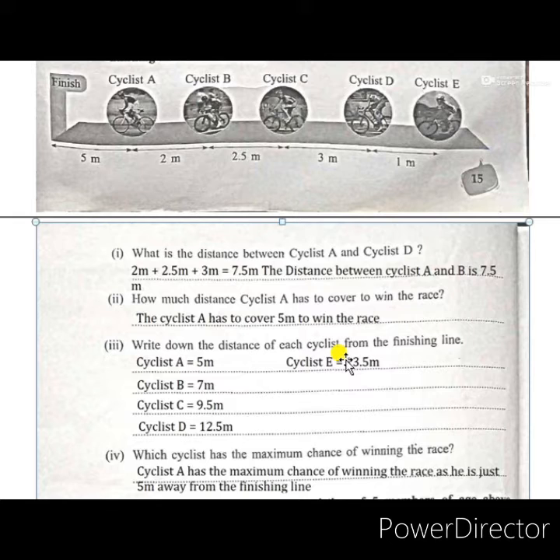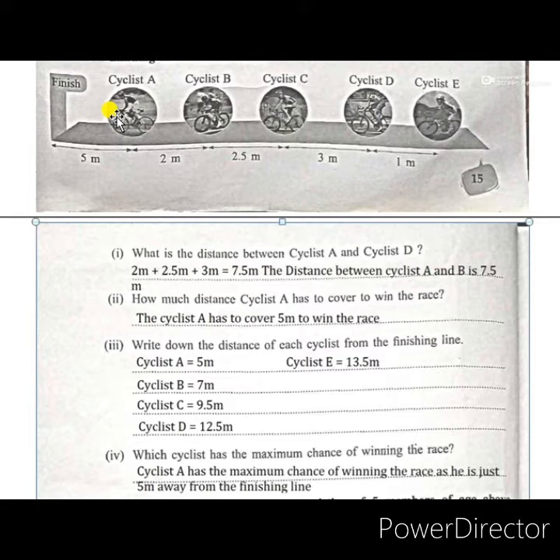Now see question 4. Which cyclist has the maximum chance of winning the race? The person who is near to the finishing point will have the chance to win the race. Here we know that cyclist A is near to the finishing point. He is just 5 meter away from the finishing point.